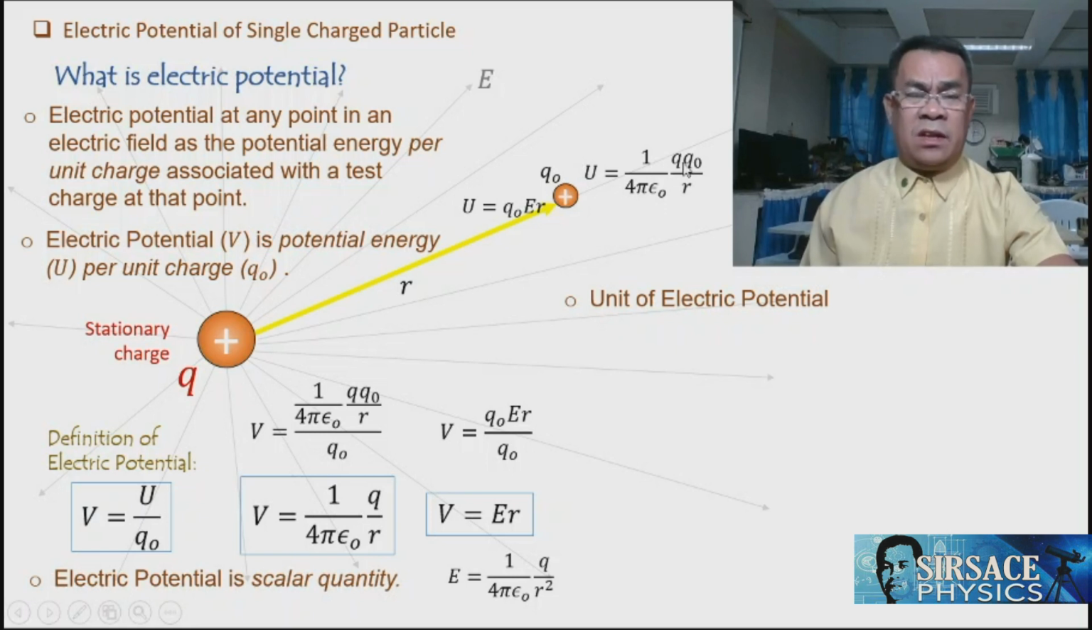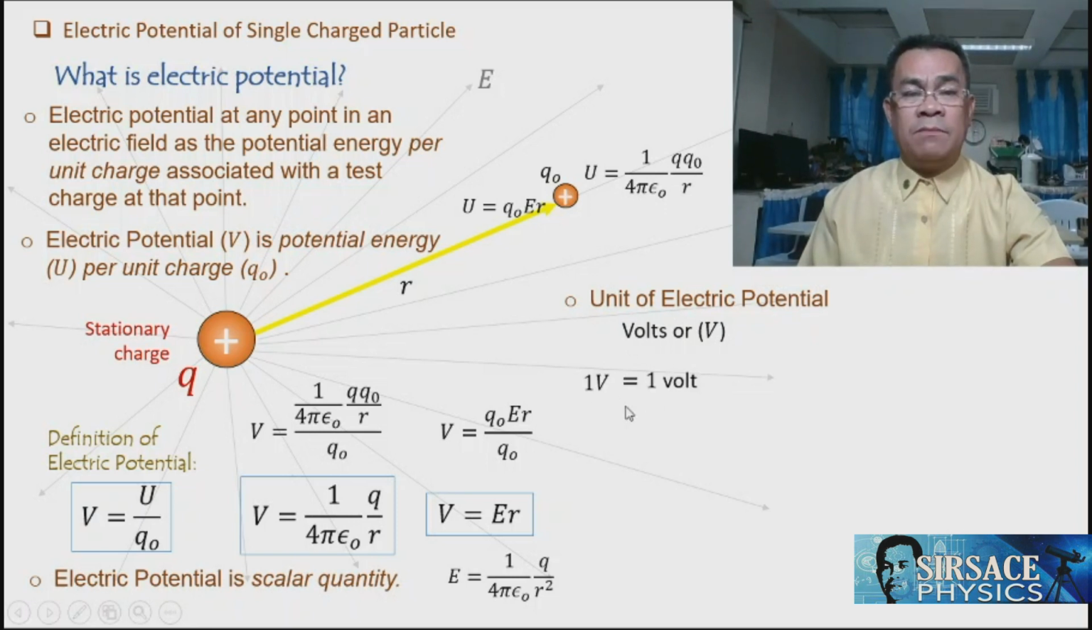The unit of U is joule because it is energy, the unit of force is Newton, and the electric field is Newton per meter. Now what is the unit of the electric potential? The unit can be obtained using the definition. The definition of electric potential is U over Q naught. The unit of U is joule, and the unit of Q naught is coulomb. So therefore, the unit should be joules per coulomb. Take note that joules per coulomb is volt. So the unit of electric potential is volts.